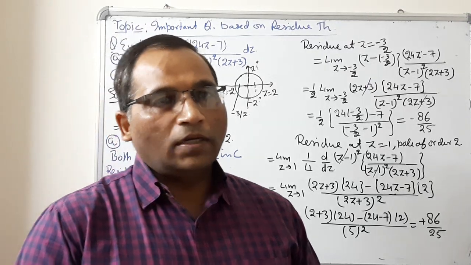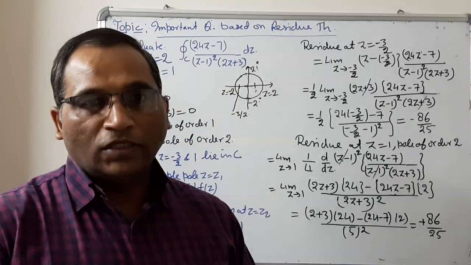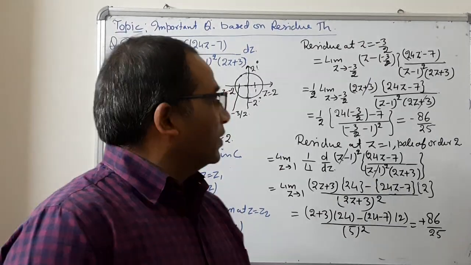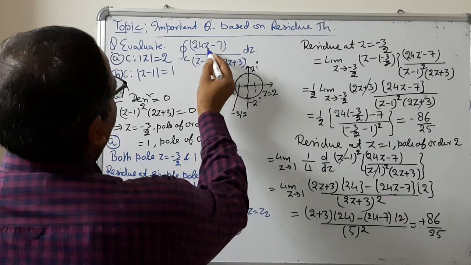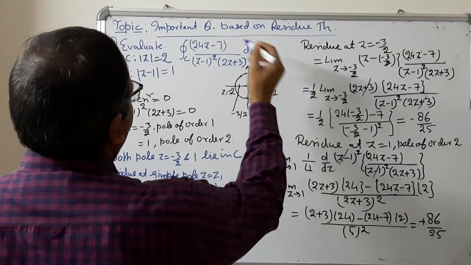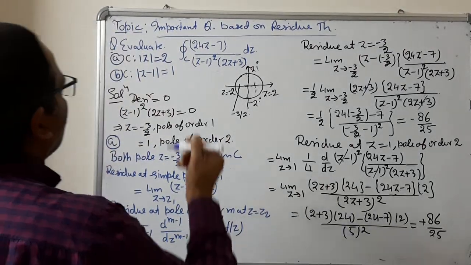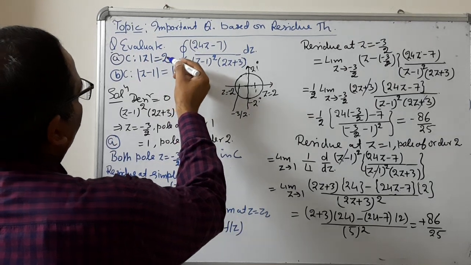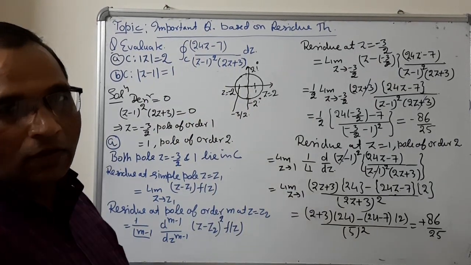Hello student, today we are going to discuss some questions based on the residue theorem, the Cauchy residue theorem. First we take: evaluate the integration (24z minus 7) upon (z minus 1) square (2z plus 3) dz. We have to find the value of this integration on the path modulus of z equal to 2, and the second part, modulus of z minus 1 equal to 1.